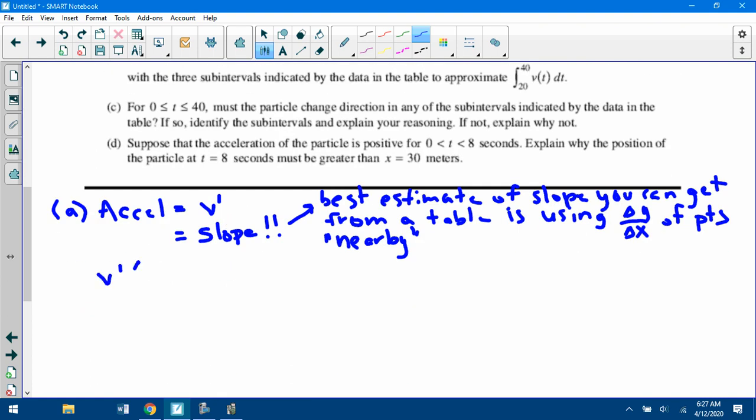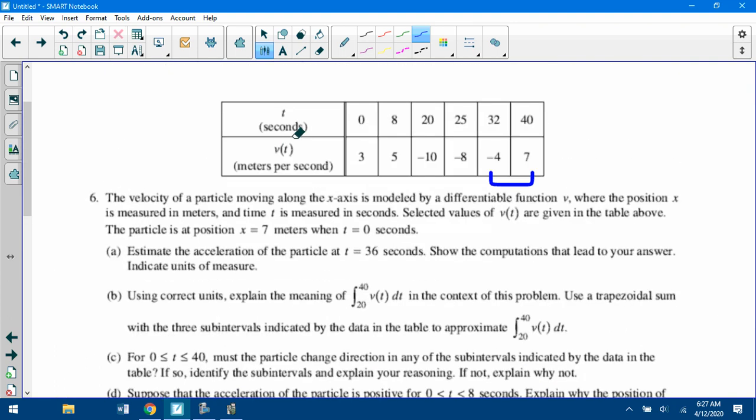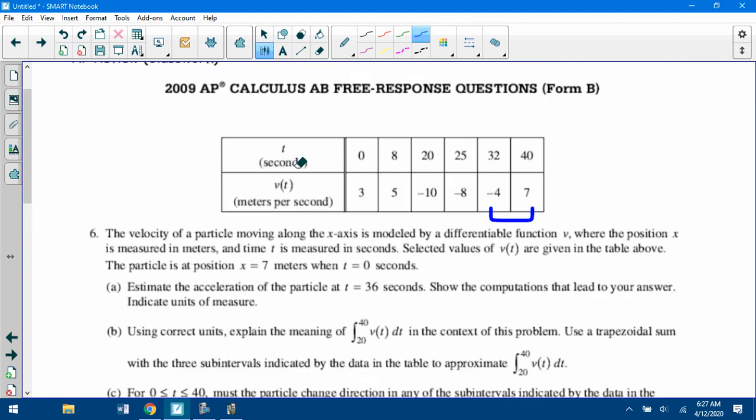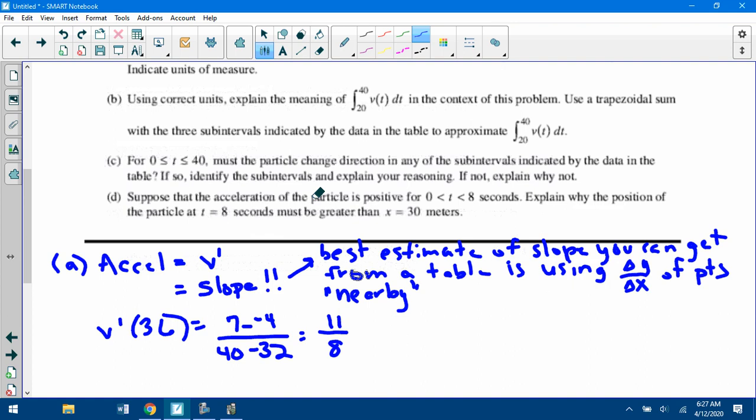So v prime of 36 is going to equal change in y, which is 7 minus -4, over change in x, which is 40 minus 32, which is going to be 11 over 8. And it says to indicate units of measure. So change in y was meters per second divided by seconds. So it's going to be, like any acceleration would be, meters per second squared.